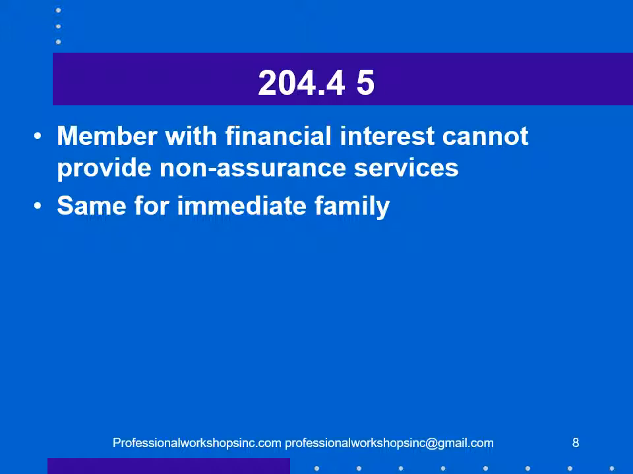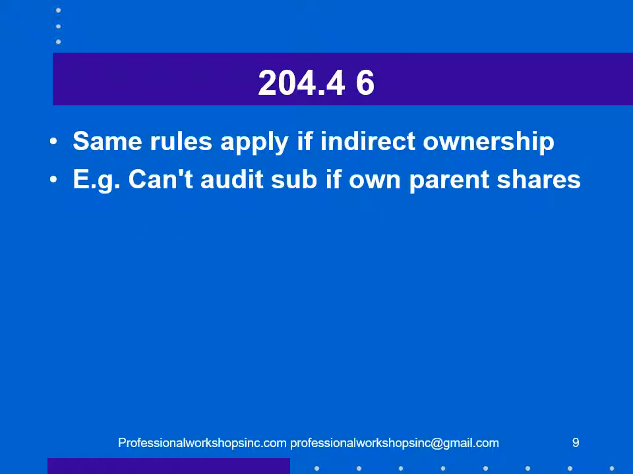And for greater certainty, a member with a financial interest cannot provide non-assurance services. Same for immediate family. And the same rule applies if there is indirect ownership. So you can't audit a subsidiary if you own shares of the parent.